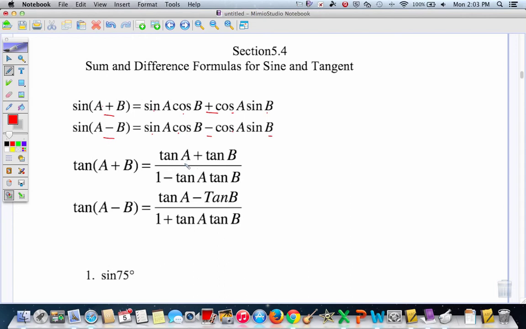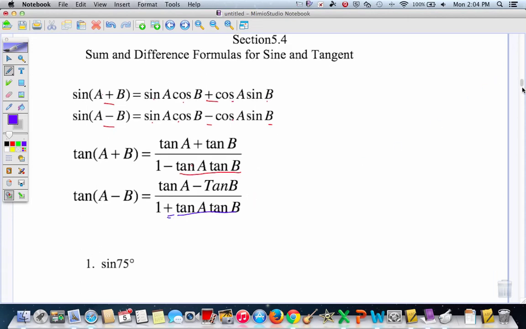Reading through here, the tangent of A plus B is tangent A plus tangent B over 1 minus tangent A times tangent B, noting that we're multiplying these two together. I'm going to assume we all know our order of operations, so we multiply these before we subtract from 1. Then tangent of A minus B is tangent A minus tangent B over 1 plus tangent A times tangent B. Again, noting order of operations, multiply before we add.